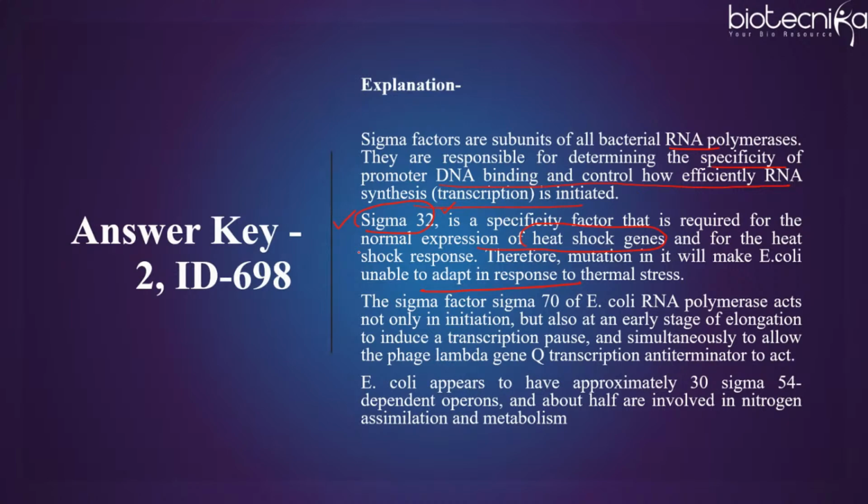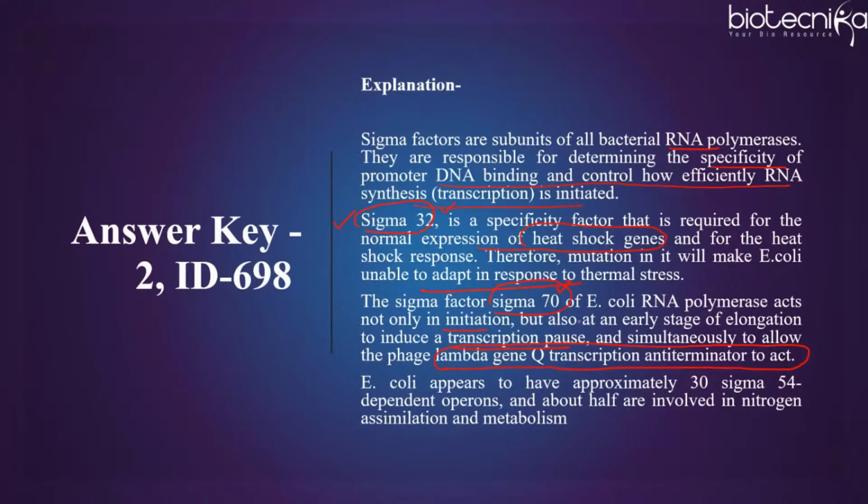This acts not only in initiation; it is responsible for initiation as well as in an early stage of elongation, to induce a transcription pause and simultaneously to allow the phage lambda gene Q transcription antiterminator to act. So that is the role of sigma 70.